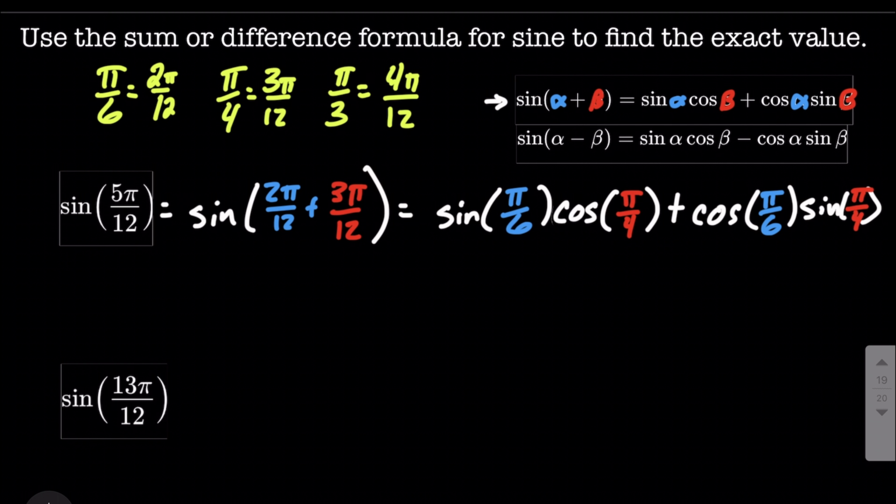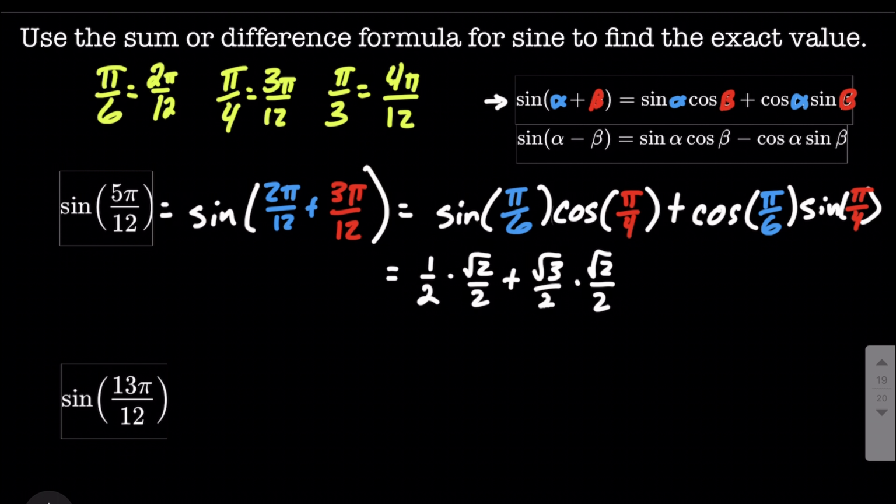And now we're off to the races. We can really just evaluate this hopefully fairly easily by using some of these ratios that we know. That sine of pi over 6 is 1/2. Cosine of pi over 4 is square root of 2 over 2. Plus cosine of pi over 6 is square root of 3 over 2. And then finally, sine of pi over 4 is square root of 2 over 2.